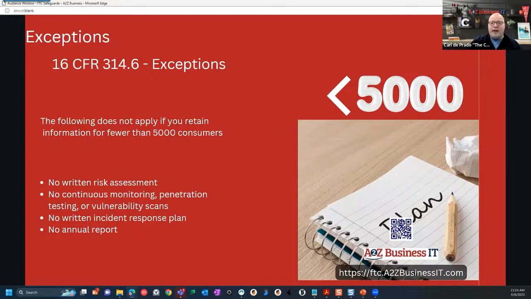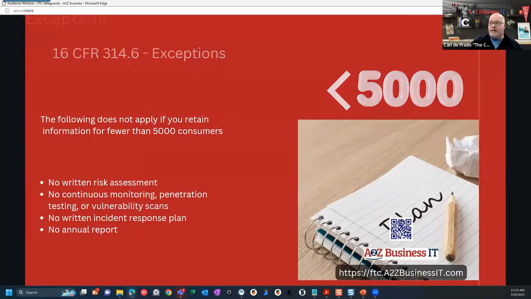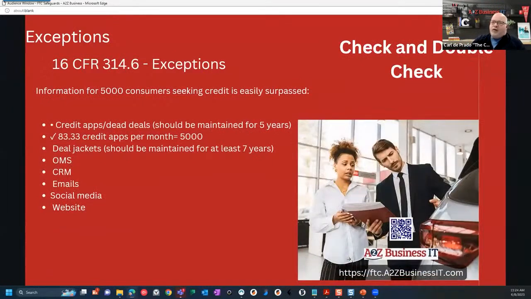First of all, let's talk about what is 5,000 records, because this is where a lot of people get into confusion. A lot more businesses fall over 5,000 than under 5,000. So for example, you run a small car dealership with 7 or 8 people, and you're filing fewer than 84 deals per month on average. Well, you have to maintain even the dead deals for 5 years. So that's 5,000 records right there over that 5-year term.